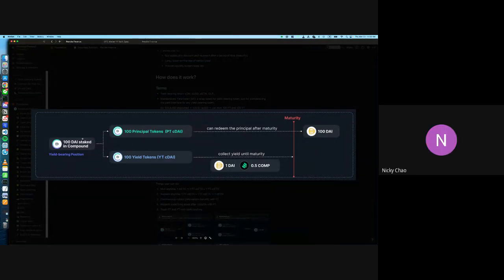Yeah. It's like if the C DAI APY is 1% in this year, you will have 1 DAI after 1 year. So the holder of the 100 YT token will be able to claim 1 DAI gradually during the whole year. And the 0.5 COMP is actually coming from the liquidity mining. This is probably some incentive from the underlying platform, like Compound or other platform, and it will also be counted in the yield of this YT token. Got it.